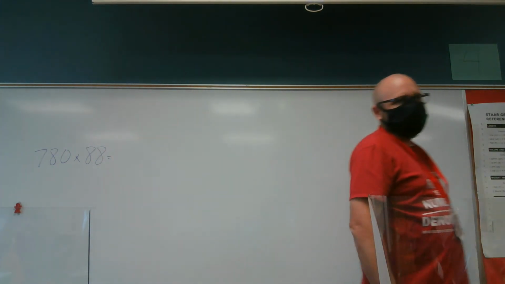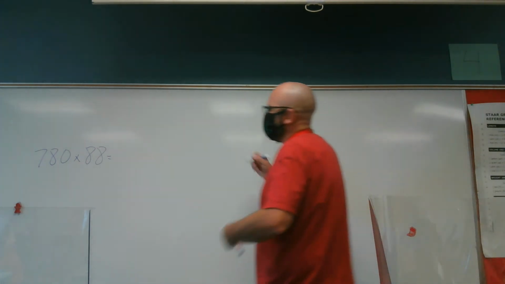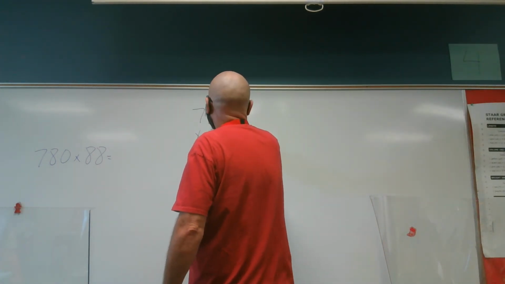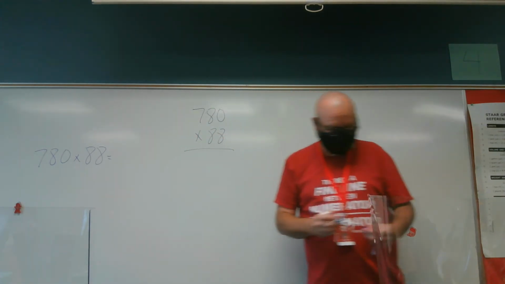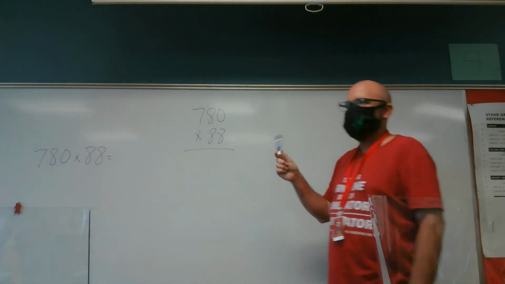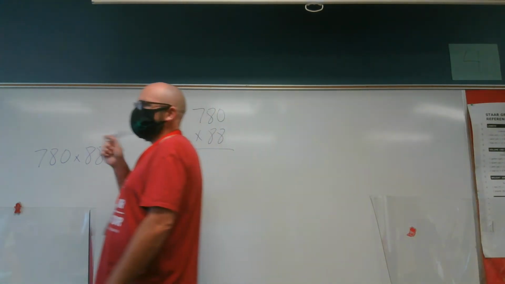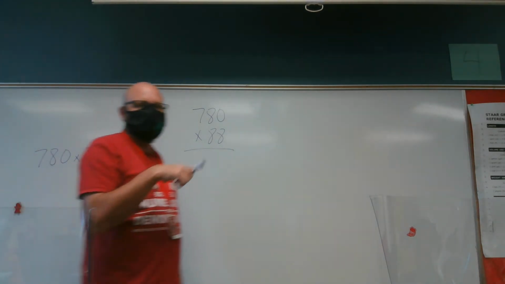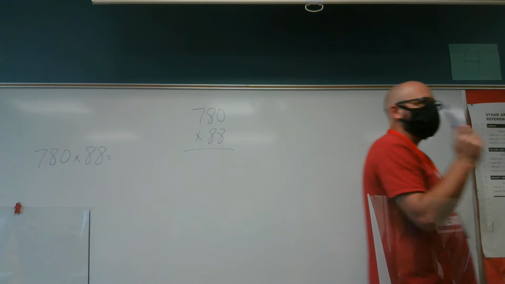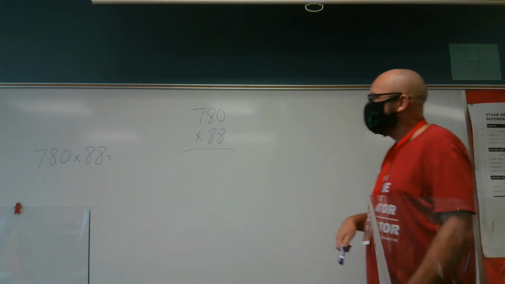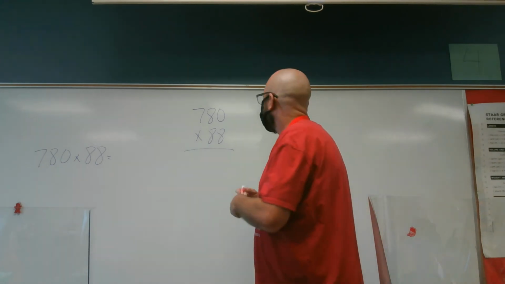So now we have the last problem. 780 times 88. We did a problem yesterday that you should have in your journal. It was 680 times 99. Hopefully it's in your journal because you're going to see it again today. If you actually followed directions and wrote it in your journal, then the last 3 questions on the assignment you have today are going to be a piece of cake. If you didn't, that stinks.